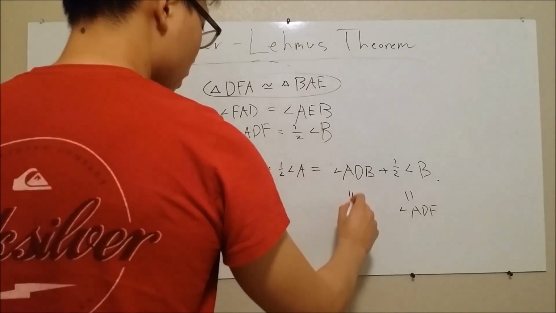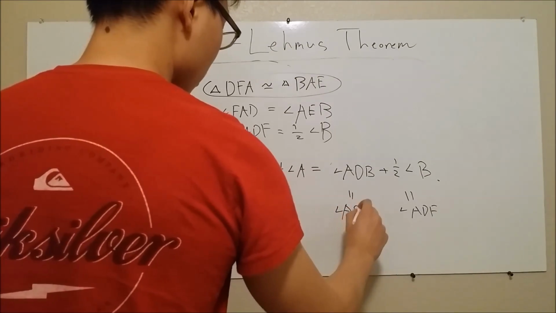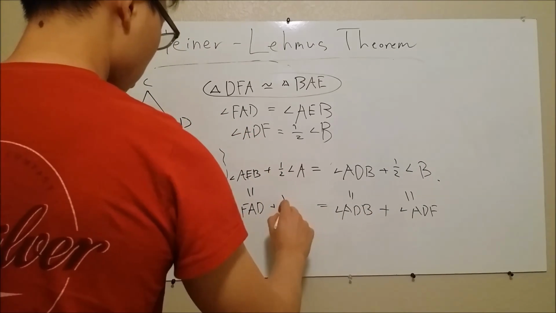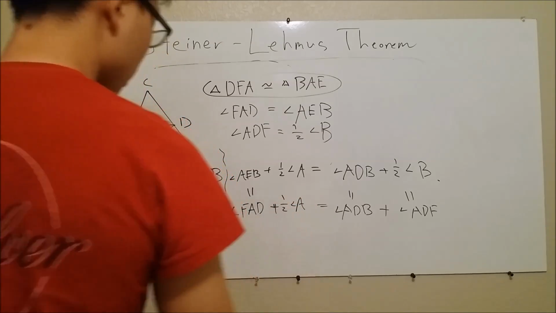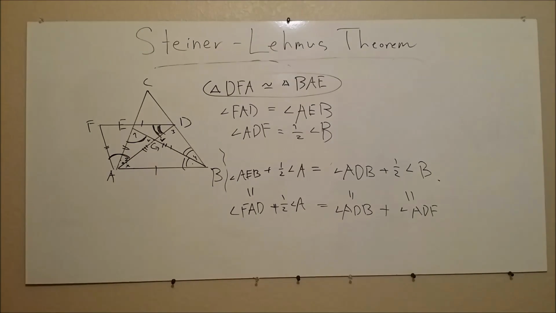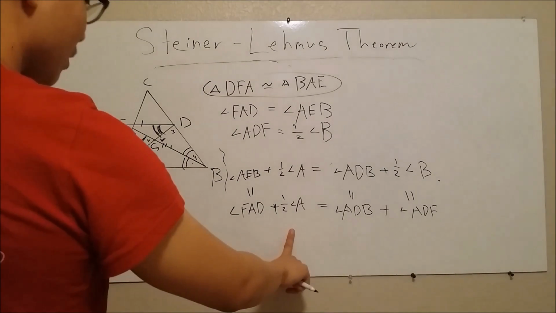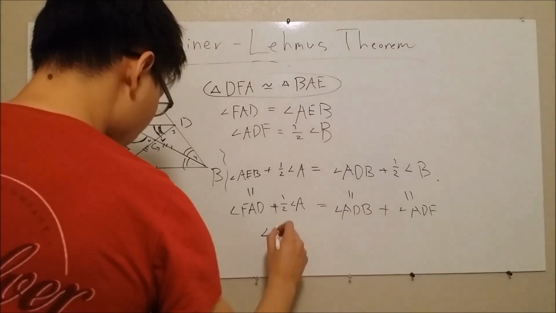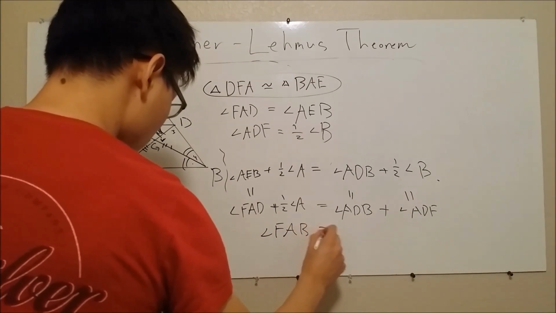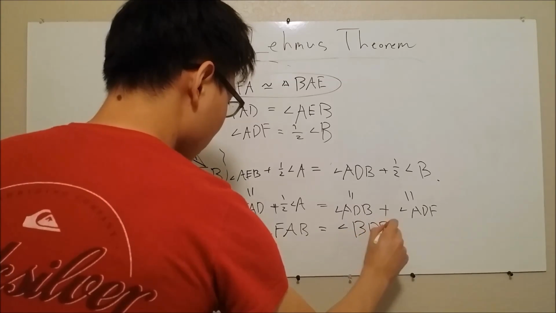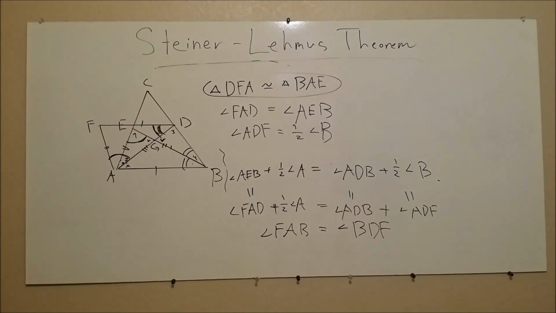And we can carry on here. So we've just made a couple of substitutions here and here, kept everything else the same. And we have another identity right here. Now from here we conclude that angle FAB must be equal to angle BDF. So we consolidate it to a smaller equation.